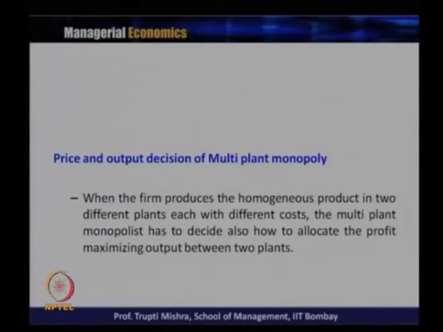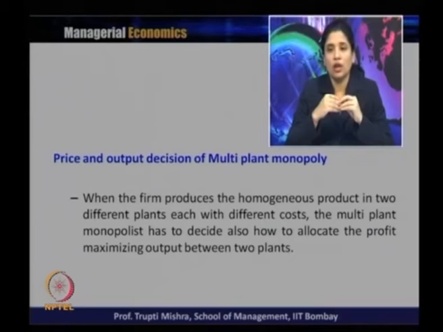So if the firm has to produce 100 units of a particular product, it can produce it in 2-3 different plants where the per unit cost of production is different. In some cases it is higher and in some cases it is lower. So when the firm produces the homogeneous product in 2 different plants, each with a different cost, the multi-plant monopolist has to decide how to allocate the profit-maximizing output between the 2 plants.